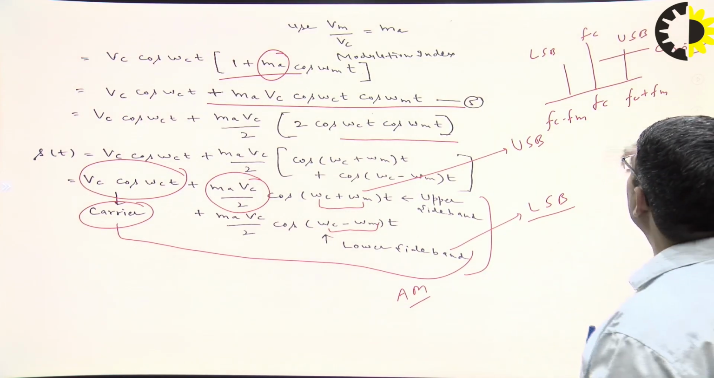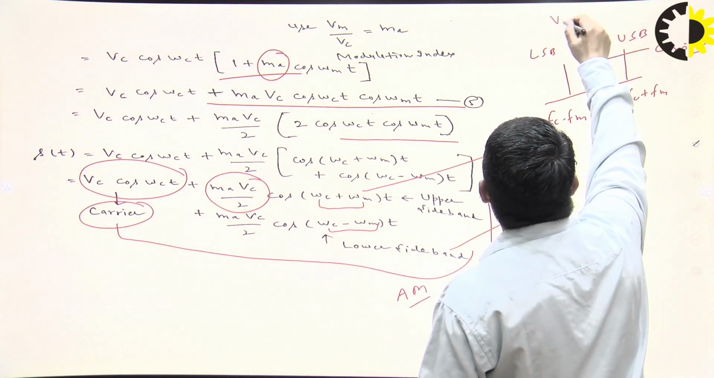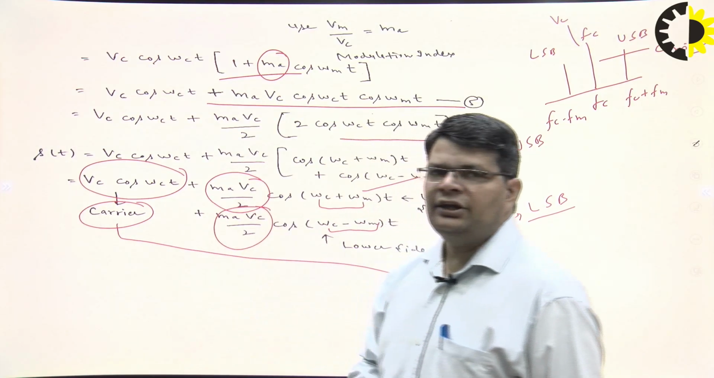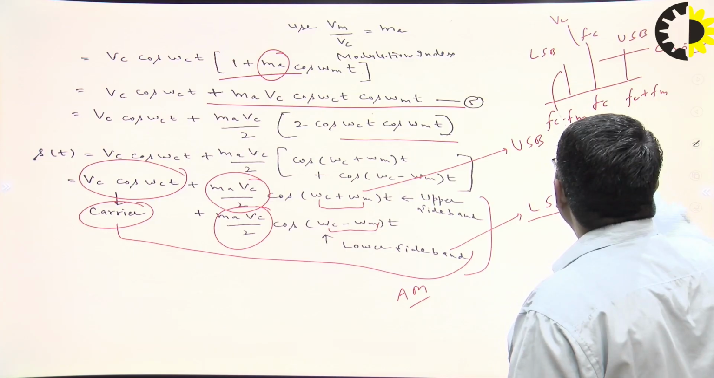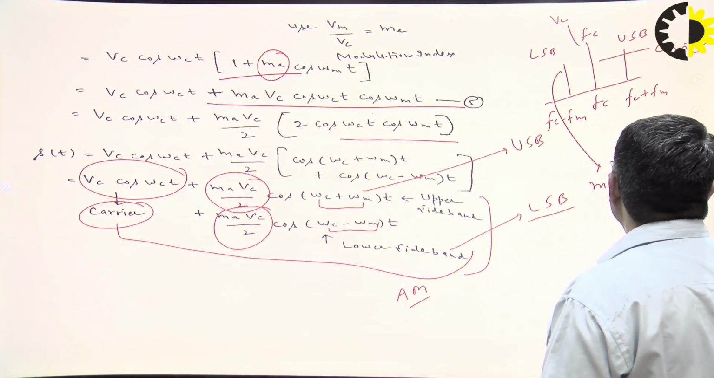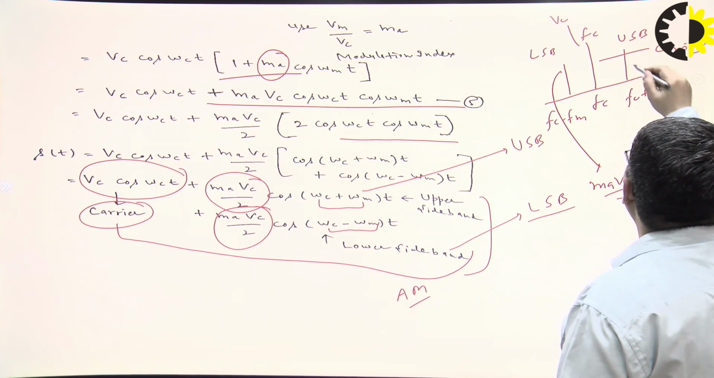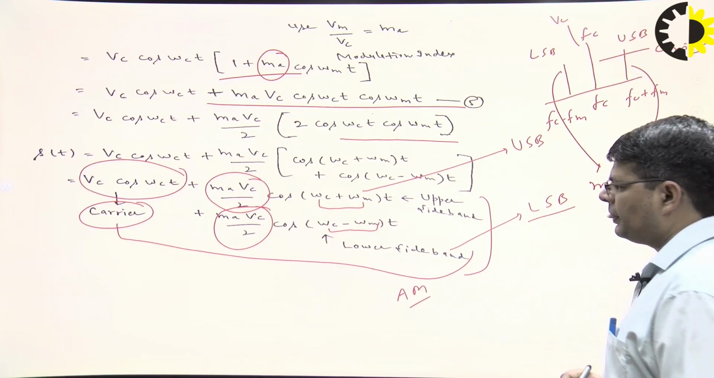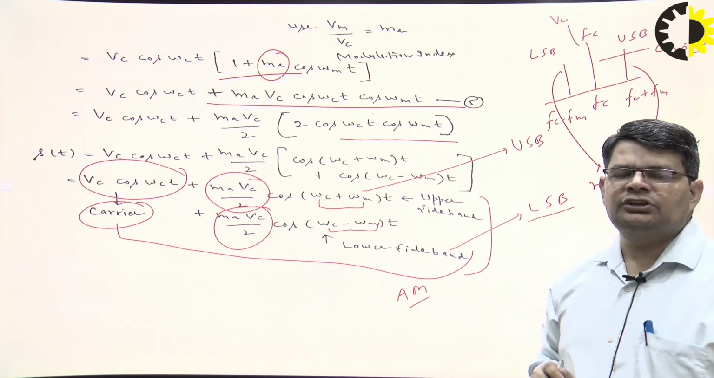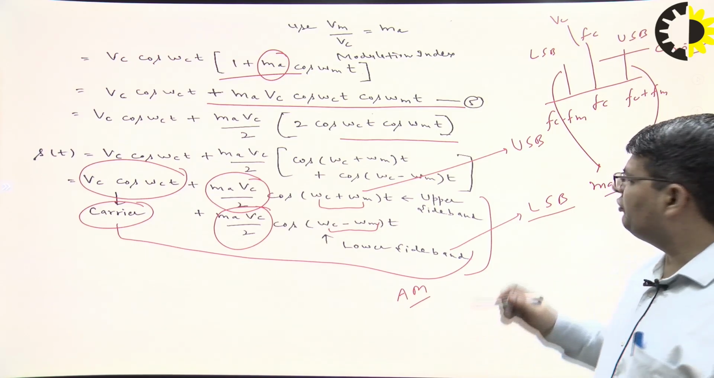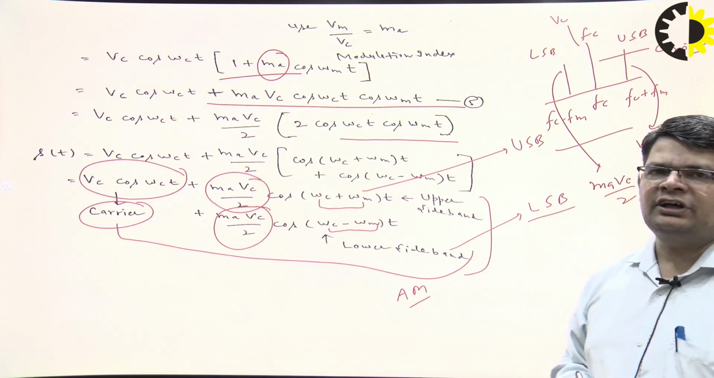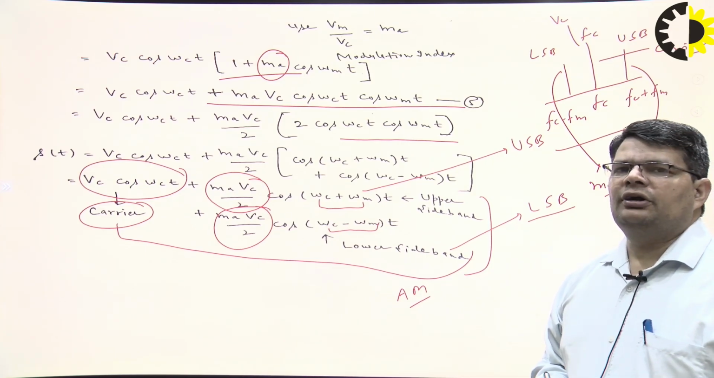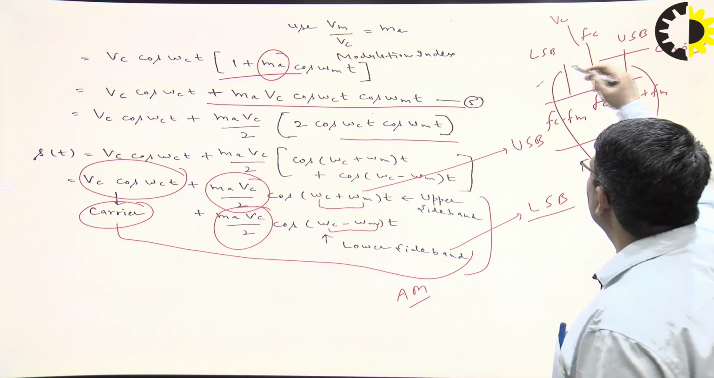So the magnitude of this carrier will be Vc, and from this equation the magnitude of the sidebands will be Ma Vc by 2. So both the sidebands will have magnitude Ma Vc by 2. So this is the frequency domain representation of amplitude modulation, or the frequency spectrum of the AM wave, where we have the carrier at the center and the two sidebands, lower sideband and upper sideband, both having the same information.